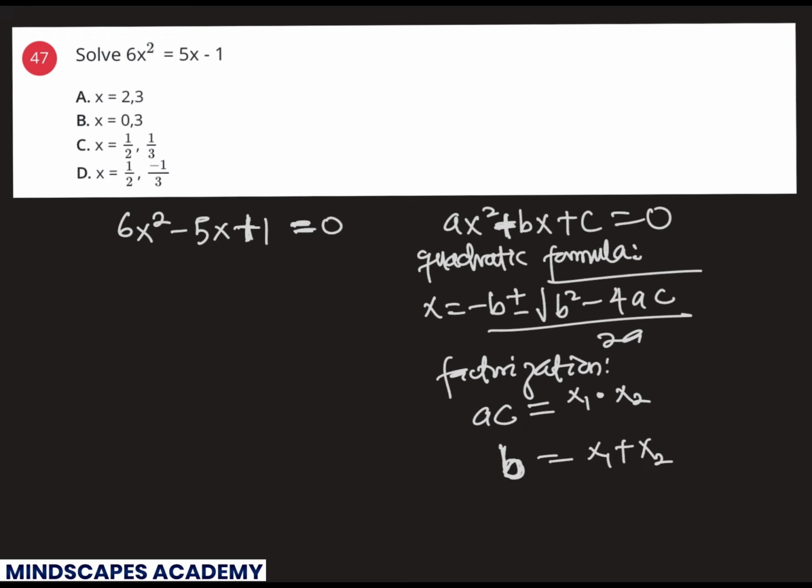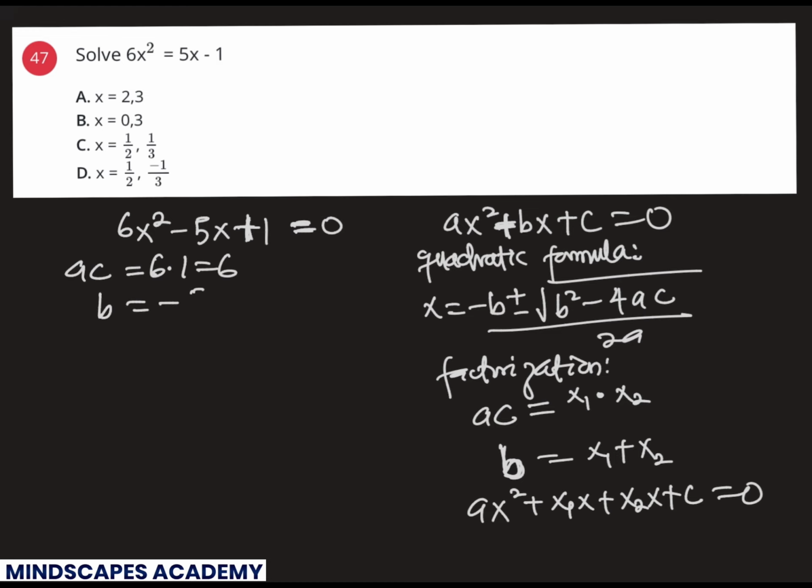Now when we have that, then you rewrite it this way: ax squared plus x1x plus x2x plus c equals 0. Then you can find your solution. Now let us use factorization here. So you know that our ac will be equal to 6, right? 6 times 1, which is 6. And our b is negative 5.